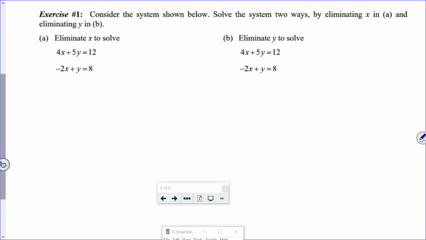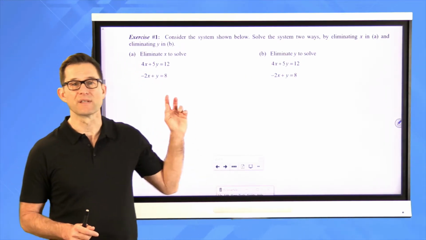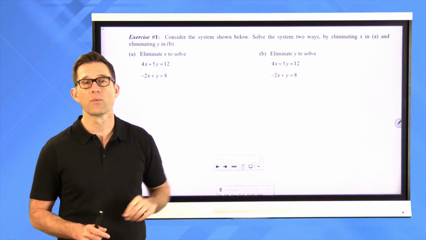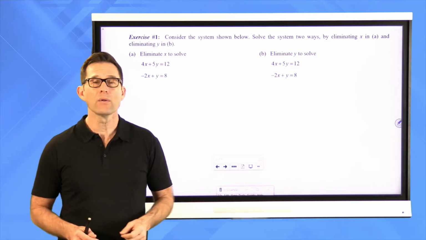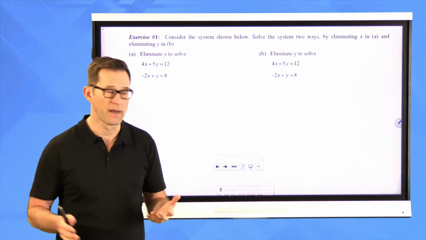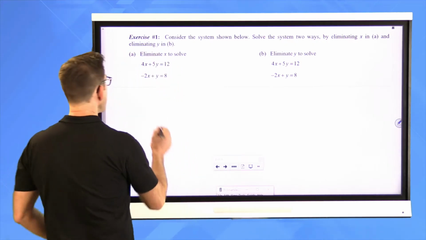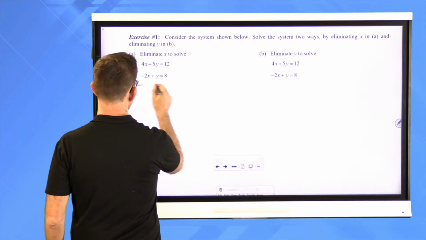Consider the system shown below. Solve the system two ways, by eliminating x in A and by eliminating y in B. All right, so let's talk about this. When we look at this system, it's 4x plus 5y equals 12 and negative 2x plus y is equal to 8. Now, let's just say I added these two equations right from the beginning. That's not going to get me very far, but let me show you what happens when we do that.